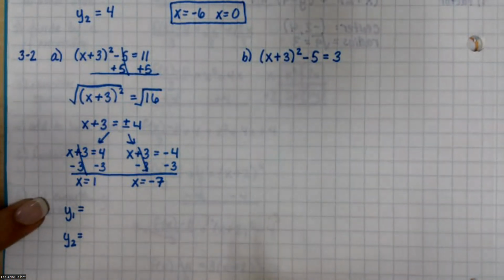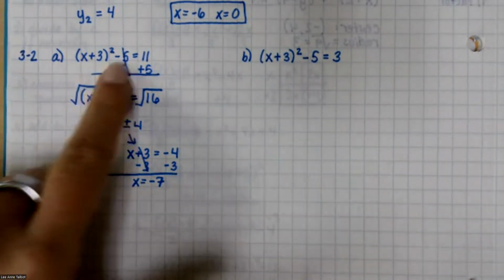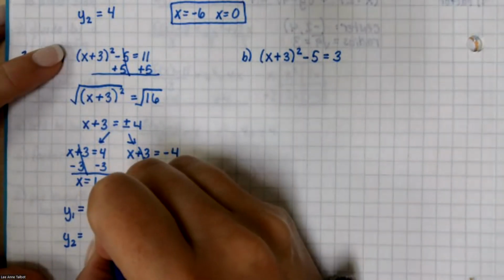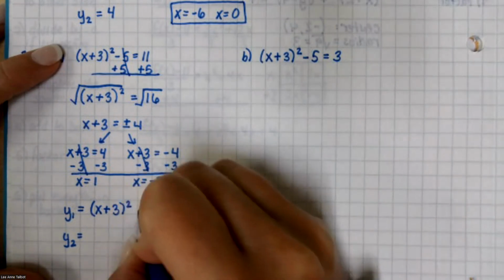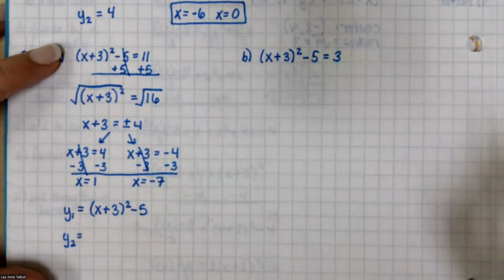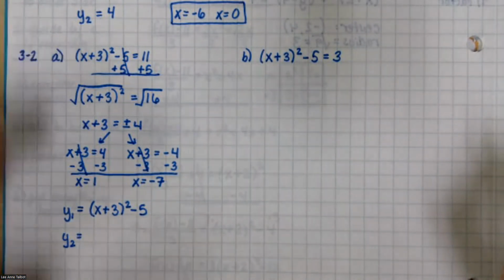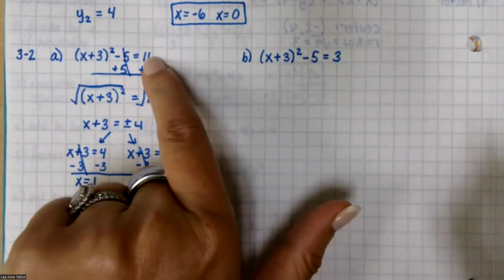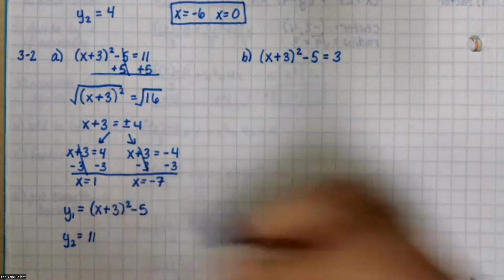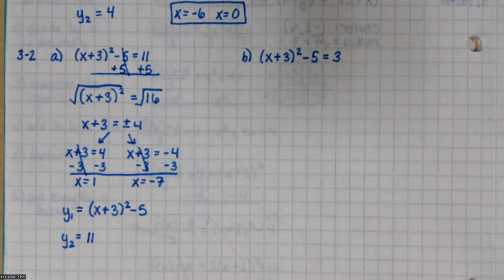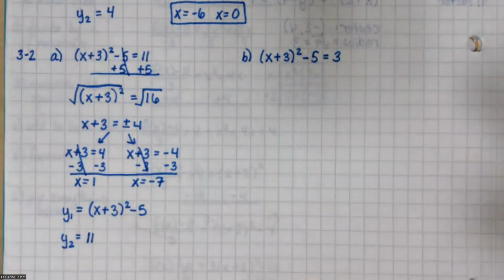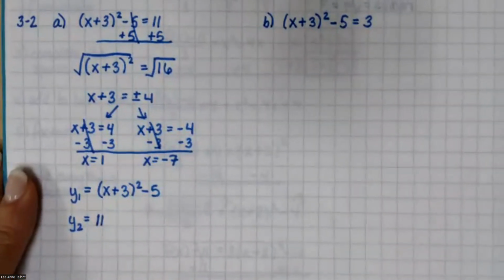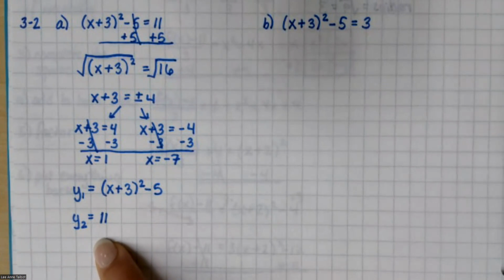Okay, my first equation in the graphing calculator is going to be this parabola, which is the left side of my equation. So x plus 3 squared minus 5. And the second equation in my graphing calculator is going to be the right side, which is 11. You guys all see where I got that stuff from? You see where I got this from and this from?